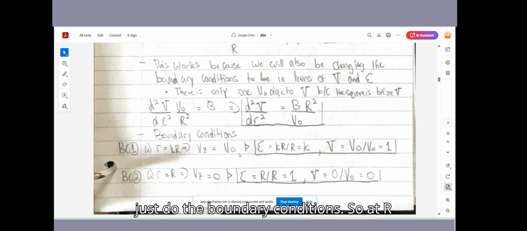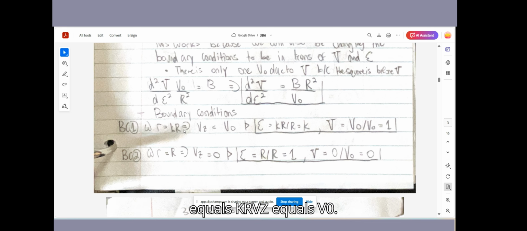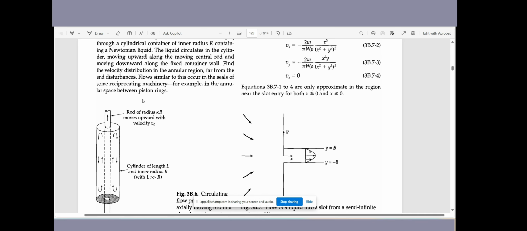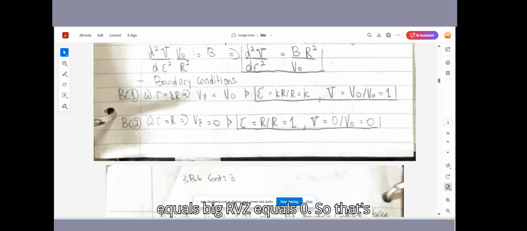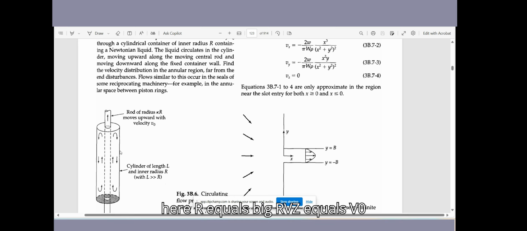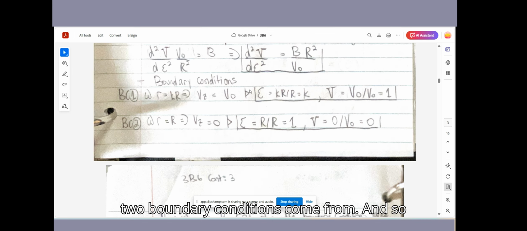First I do the boundary conditions. At r equals KR, VZ equals V0. Again, that goes back to the system. This rod is moving up at velocity V0. This r coordinate here is KR. Then the second boundary condition is at r equals big R, VZ equals 0, because this annulus is not moving. So the air at the wall is moving at the same speed as the wall. Both of these are law of the wall boundary conditions.